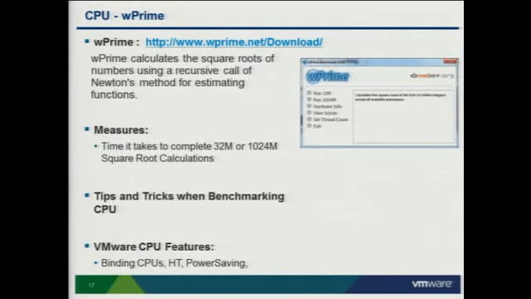All right, and then CPU. The next two are kind of interesting, CPU and memory. With CPU, there's a bunch of different types of workloads that are CPU intensive. We picked this one. It's wPrime. All it does is calculate the square root for the first 32 million numbers, or basically the first 1,000-plus million numbers. It's going to just stress the CPU and tell you how fast your CPU is running.